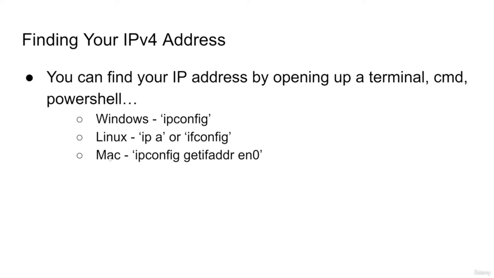On Mac, I'm not sure if this works. I don't have a Mac and I've never tested it, but I Googled it, and you can type ipconfig getifaddr, so get interface address, and then en0 would be the name of the first interface on your device. You might have to change this to en1, en2. And when I say interface, I mean the network interface, the thing that's connecting to the computer.